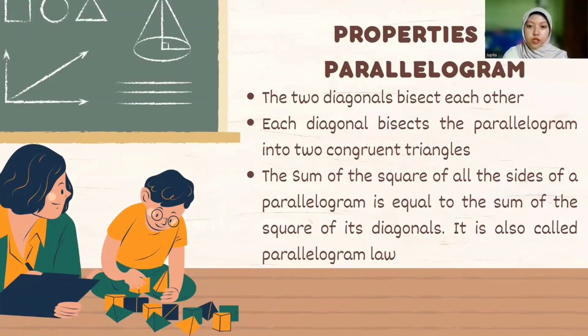5. The two diagonals bisect each other. 6. Each diagonal bisects the parallelogram into two congruent triangles. And then the last, the sum of the squares of all the sides of a parallelogram is equal to the sum of the squares of its diagonals. It is also called the parallelogram law.